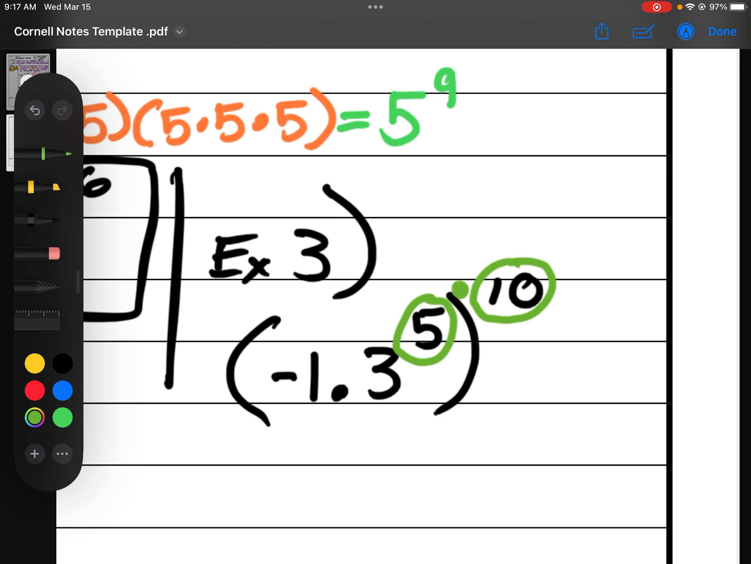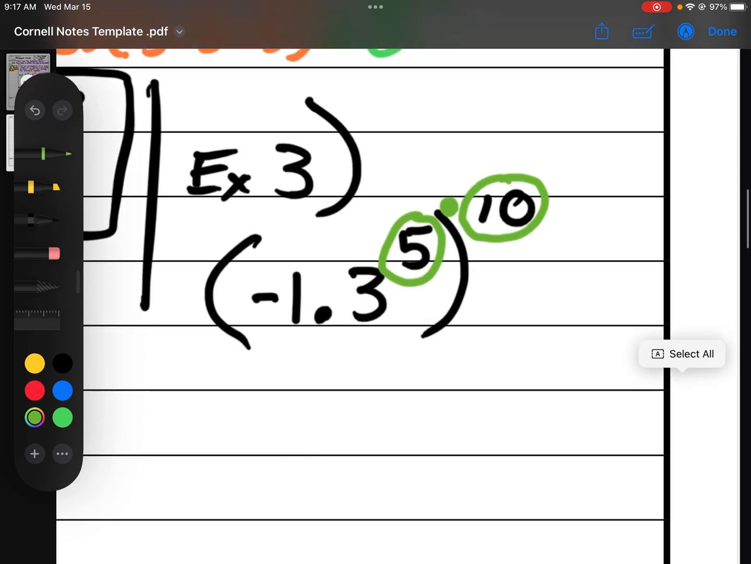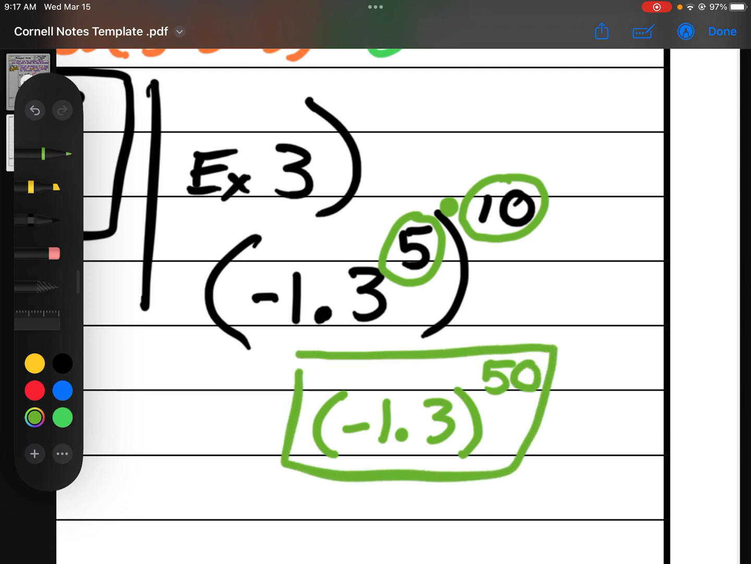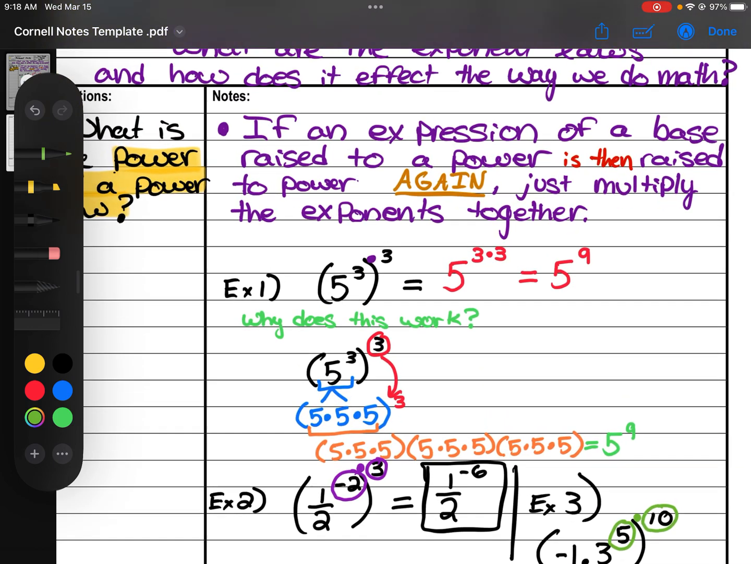So 5 times 10 is going to be what? What is 5 times 10? It's 50. So I'm keeping my base the same. If my initial expression is in parentheses, my answer probably also needs to be in parentheses. So 5 times 10, 50. That is my answer. It's that simple. So if you remember these simple rules, you'll be really successful on your assignment.